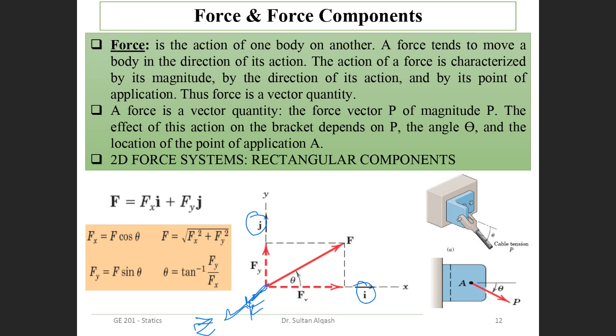Okay. So what is the terminology for this? What word are we using to characterize these letters? We say this is a unit vector. We call it unit vector.